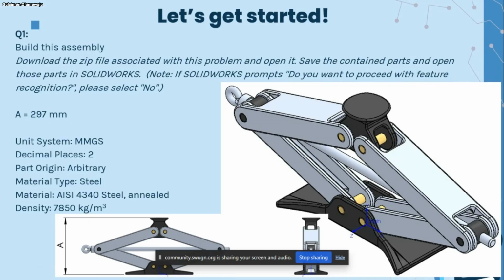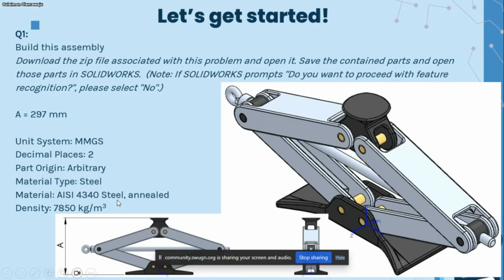From this question, you see a global variable of 297 millimeters is given. So you know what to do. Go to Tools, then Equations, then add the global variable. Our unit system is MMGS, so you should have set the unit system first. Check your unit system, make sure it's aligned, and the decimal places. For parts, the origin is arbitrary, but for an assembly you don't have an arbitrary origin; you have to make sure it aligns to the assembly origin.